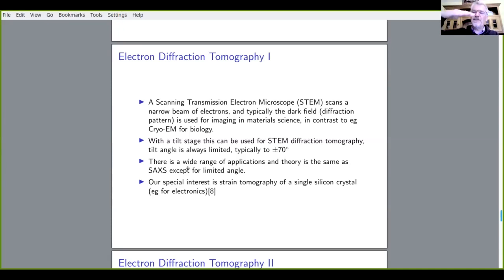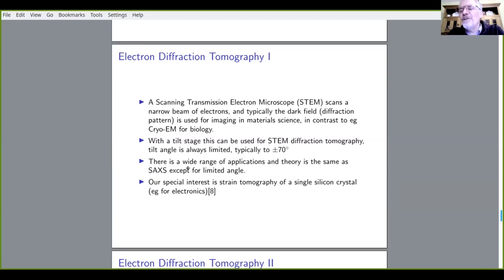The tilt stage is still limited to plus or minus 70, and that's largely because they make a thin sample and it can't go through it if you tip it on end, because the electrons just don't go through it. But apart from that, we can think of it as diffraction tomography. So we can apply the same mathematical ideas, apart from quite a lot of interesting and difficult modeling of it, but also the fact that they've always got limited angle.